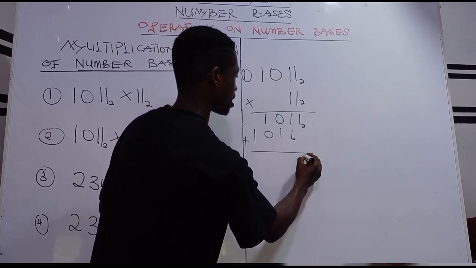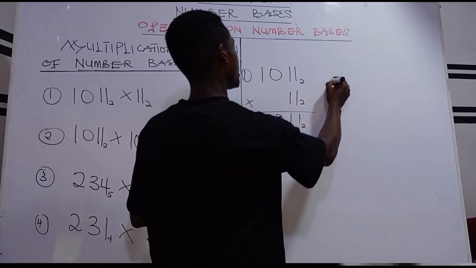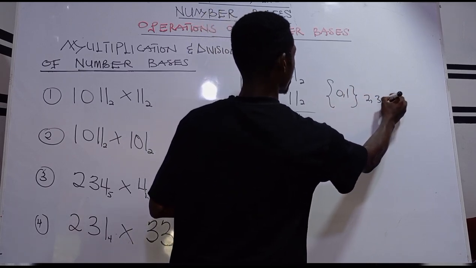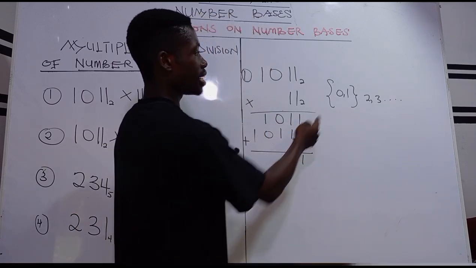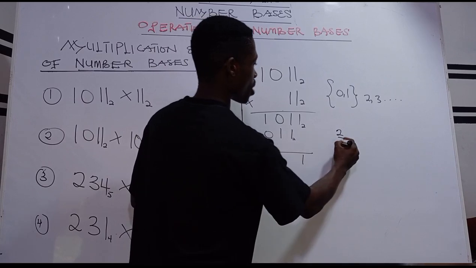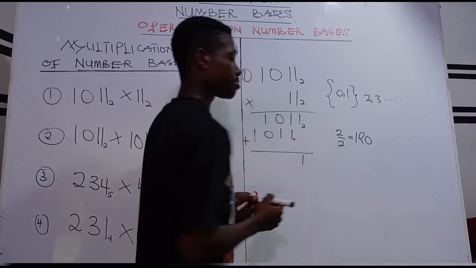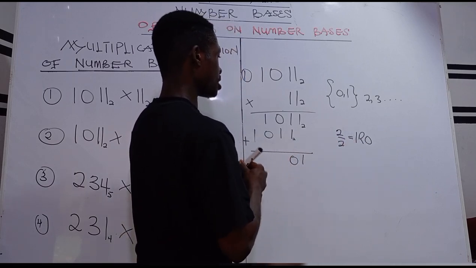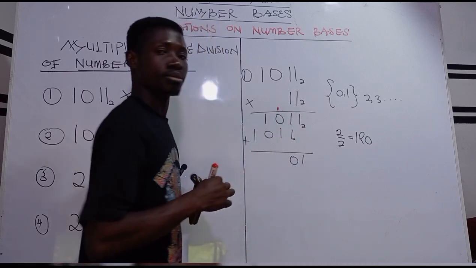So 1 plus nothing gives us 1. We are working in base 2. 1 plus 1 will give us 2. And we know that the highest digit in any base 2 numeral is 1. We can't have 2, 3, and so on. So since 1 plus 1 is giving us 2, and the highest digit in any base 2 numeral is 1, we are going to divide the 2 by the base that we are working in. And this is giving us 1 remainder 0. So we write the remainder here, and then we carry the quotient to the next number. We are going to carry this 1 to this part.